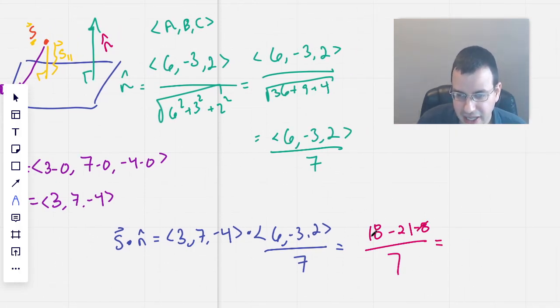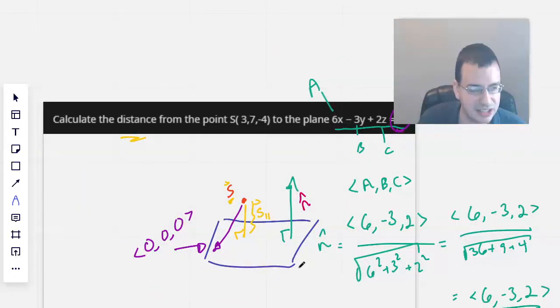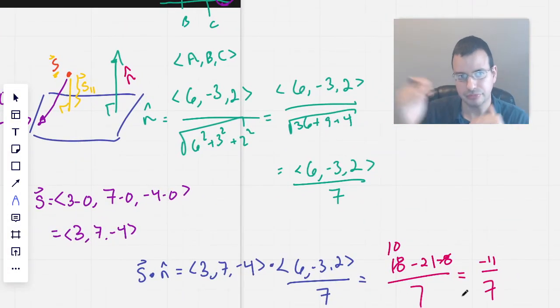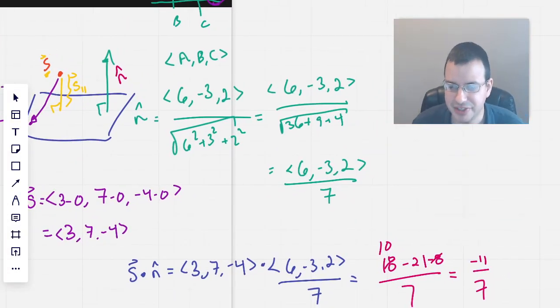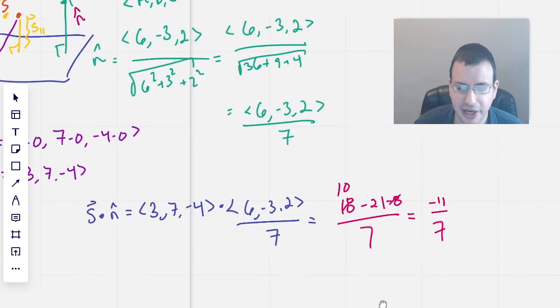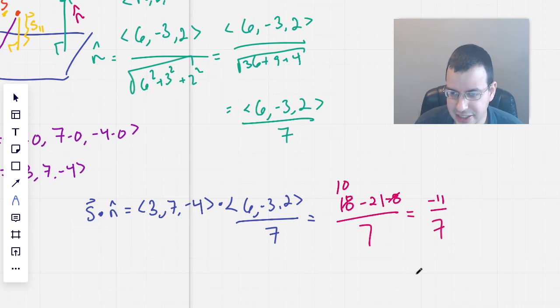Let's see, 18 minus 21 is -3, and -3 minus 8 is -11. So -11 over 7, but they're asking for a distance, so I'm going to assume that means absolute value. I'm going to say positive. You have positive distances. You can't have a negative distance really per se. You can have a negative displacement, but not distance.